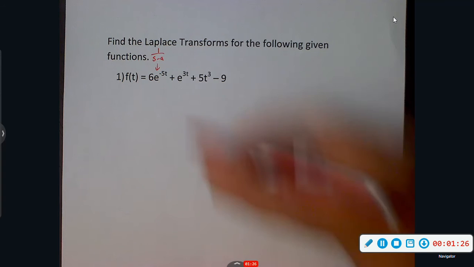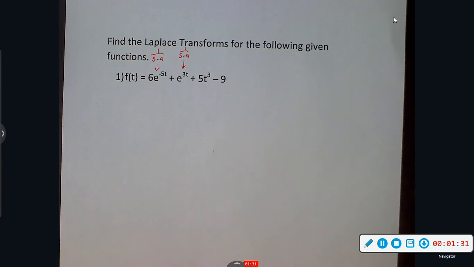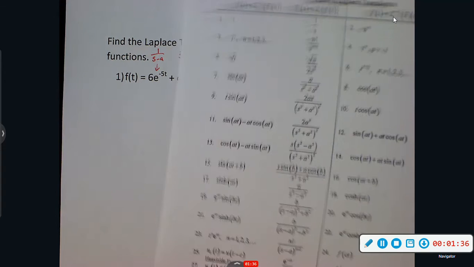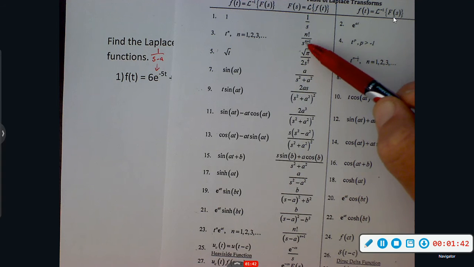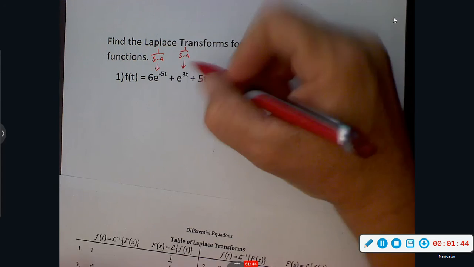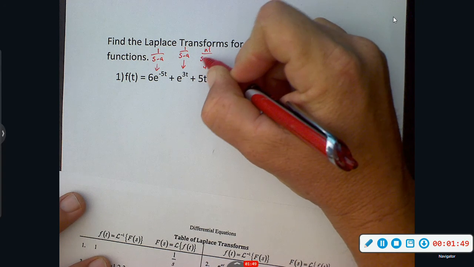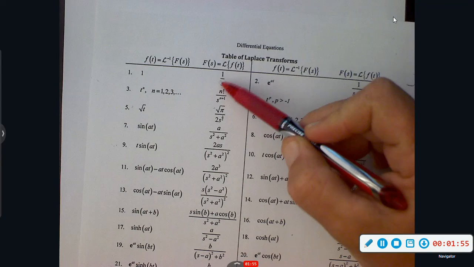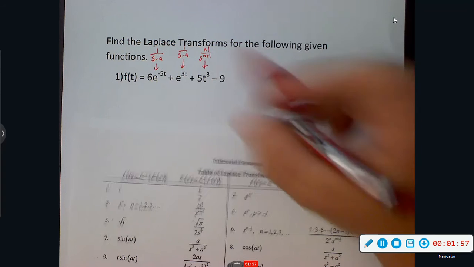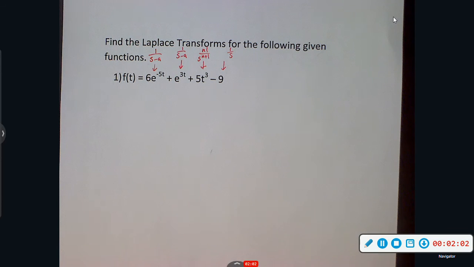E to the 3t. So again, another exponential. 1 over s minus a, and we'd have a new a with 3. 5t cubed. So now we're on number 3, t to the n. So n factorial over s to the n plus 1. I'm just going to write that one down for now. N factorial over s to the n plus 1. And then we have a constant, and we derived constants. If it's just a 1, it's 1 over s. Ours will be 9 over s. But for now, I'm going to put 1 over s, because 9 is a coefficient, right?